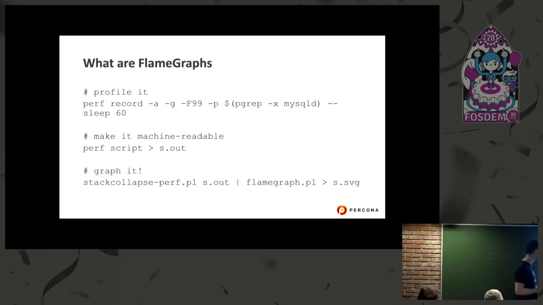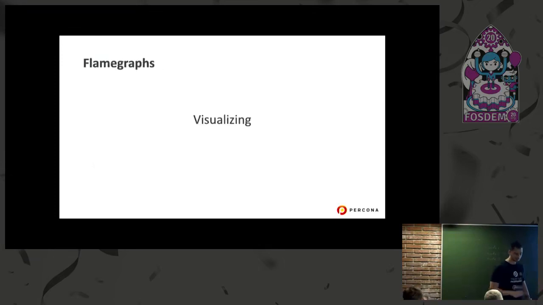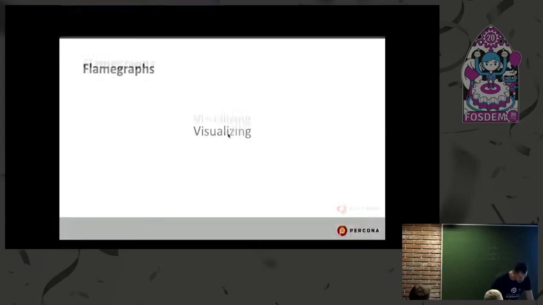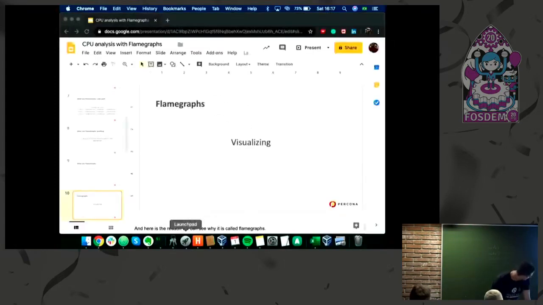After that, we are going to make this machine readable, using perf script and sending it to the output. And finally, using the tool provided by Brendan, we are going to create the flame graphs. Now, let me show you the flame graphs themselves.